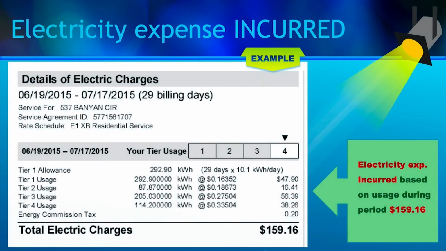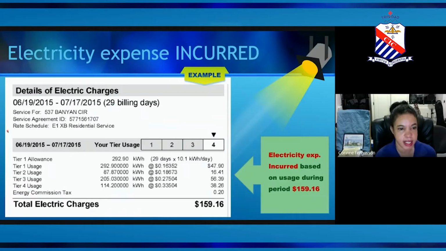It may not be the clearest bill. You guys can always ask your parents if they can show you one of the utility bills. The electricity bill, I like to use, you see this word usage? You remember what we said? Expenses are incurred when you use something. So it's the same for the electricity bill. That is how you get your amount that is incurred or used based on how much electricity we use.